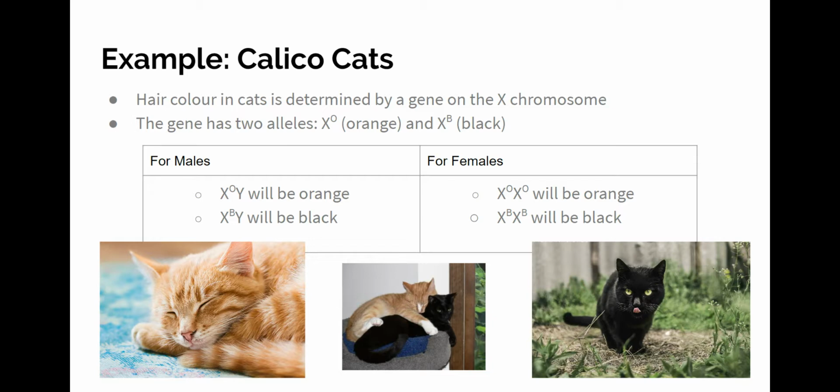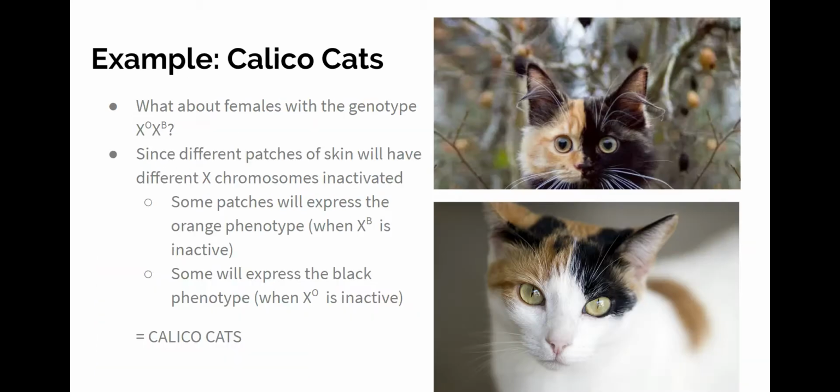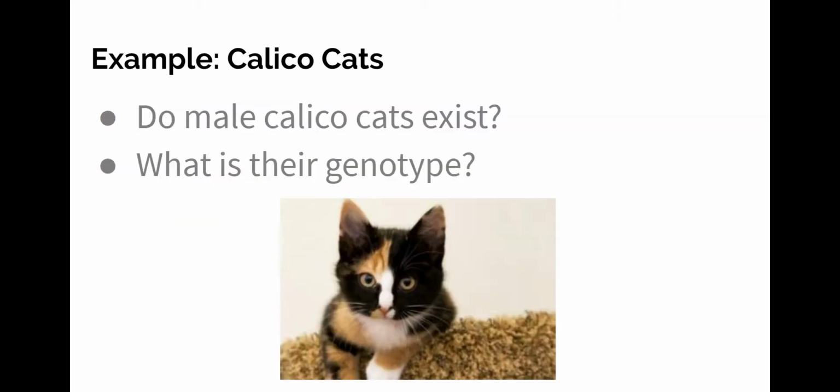But we know females can be carriers. They can be a combination of both: XOXB. So what does that mean? Well, it means that throughout their entire body, some of their X chromosomes become inactivated and cause this patchiness. So the patches happen when you have the orange phenotype showing, because XB is inactivated, or the black phenotype showing when XO is inactivated. And we call these calico cats. They're a patchy mix of all the colors.